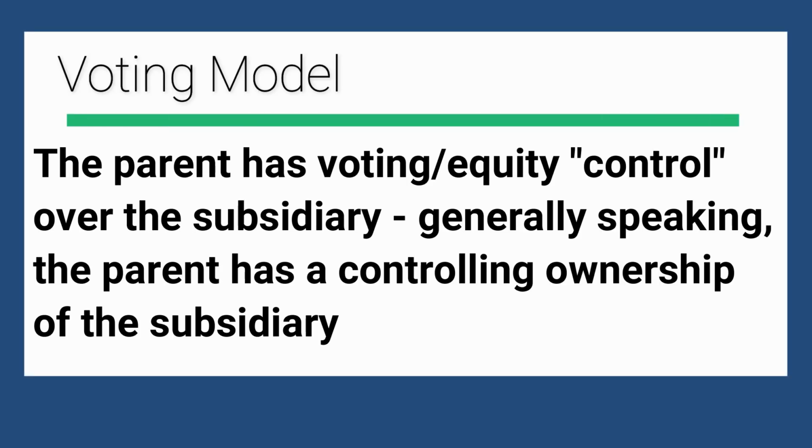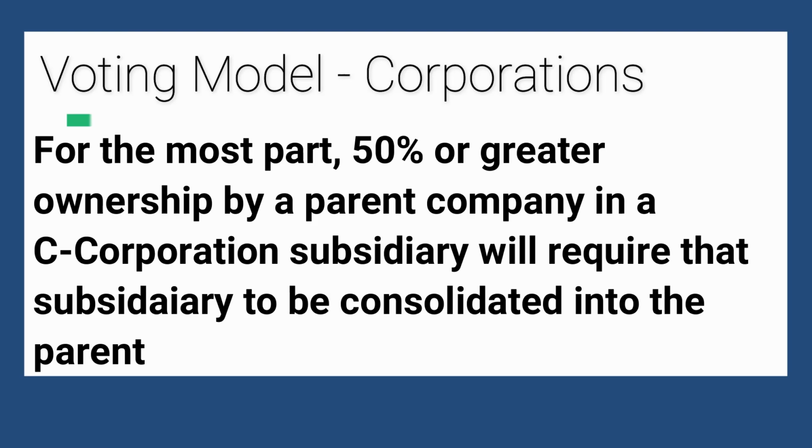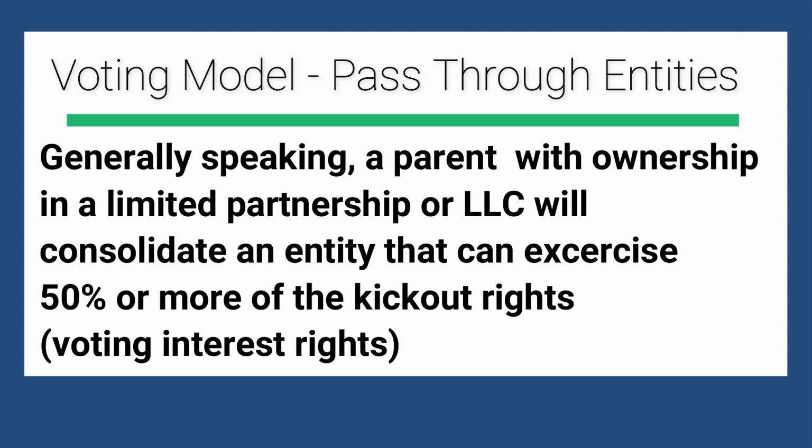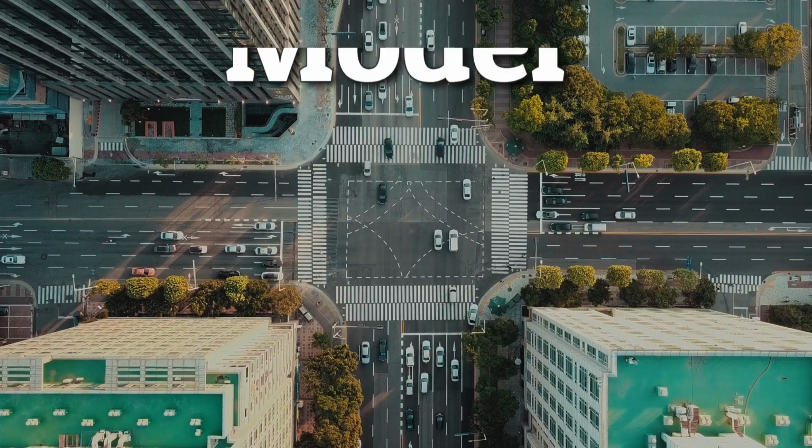ASC 810 has 2 models that you look at to see if you consolidate an entity or not. One is the voting model, which for the most part is pretty straightforward. For corporations, if a parent owns more than 50% of a corporation, more than likely they're going to consolidate that entity into their results. With partnerships and limited liability companies, you need to look a little further down. That 50% level might not be enough. More than likely it's probably going to be, but you want to look and see, is there any kick-out rights, or is there any member or partner that has voting rights over just the ownership.